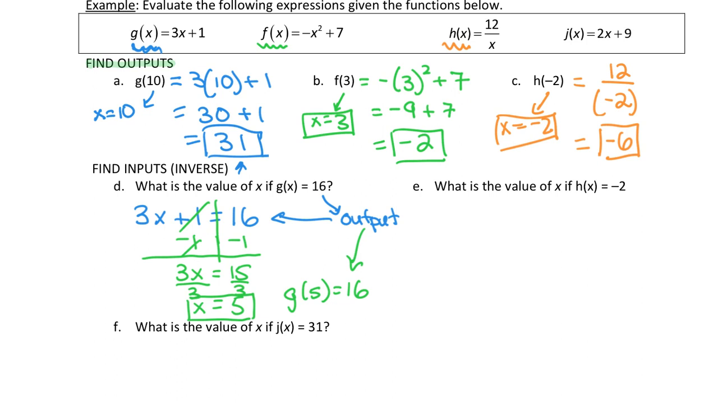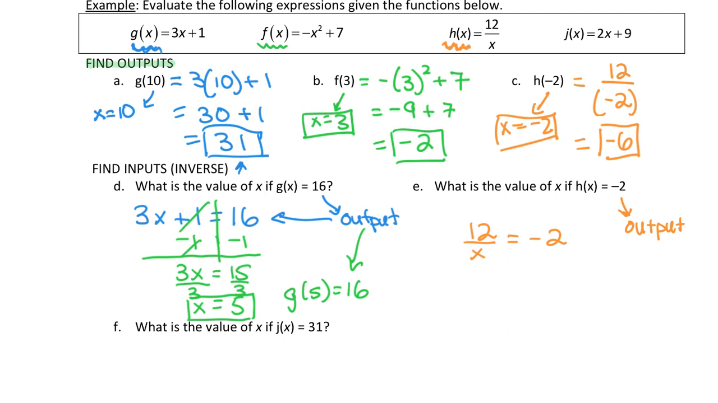All right, let's take a look at E, because E is definitely tricky. And I'm going to let you guys do F. I know I'm doing a little out of order, but this is my output right here, right? And I'm going to go to H of X here. So this is my output. That's the -2. And then what that means is my function, which was 12 over x, equals -2. So I have to solve for x here.